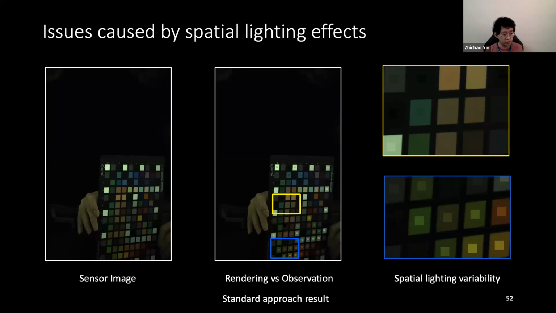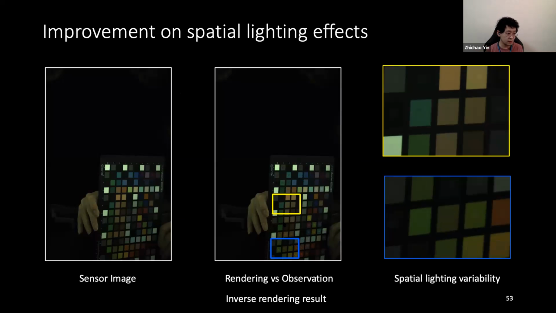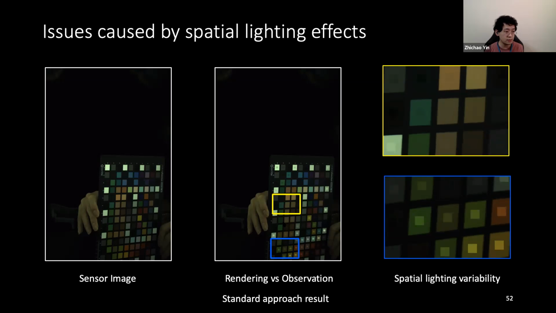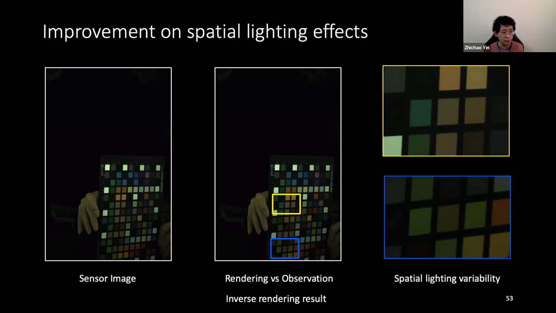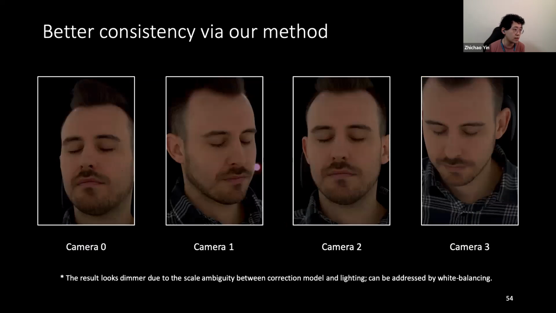So let's look at some comparison. This is a result by a standard approach, and this is the result after introducing the spatial lighting variability. Just comparing these two, we can see better consistency in terms of the contrast between the rendering and the observation. Here, we can observe better consistency after color correction. Of course, the result might look dimmer, but it's because of the scale ambiguity between the color correction model and the lighting, and it can be addressed by white balancing, which we didn't do here.